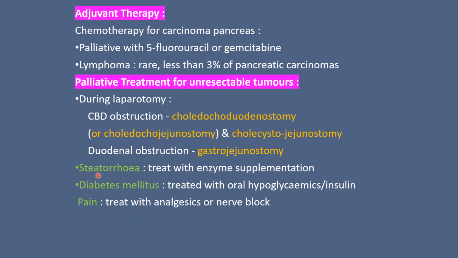If the patient has massive or gross steatorrhea, then you may have to treat him with enzyme supplements. Diabetes mellitus usually has to be treated with insulin in these cases. And in advanced cases, pain is a very important symptom. So these patients should be given adequate analgesics, opiate analgesics, or even referred to pain clinics for nerve blocks and other forms of treatment to control pain.